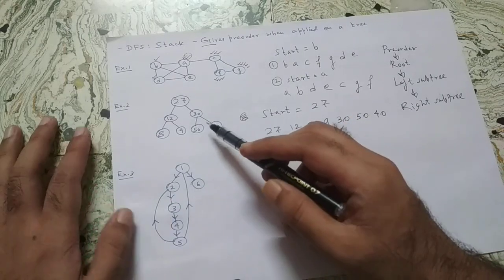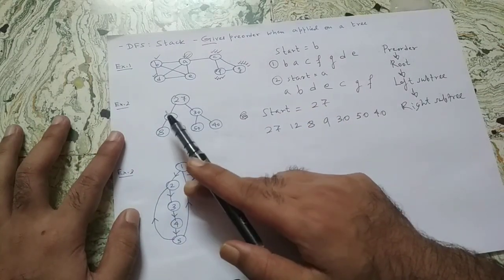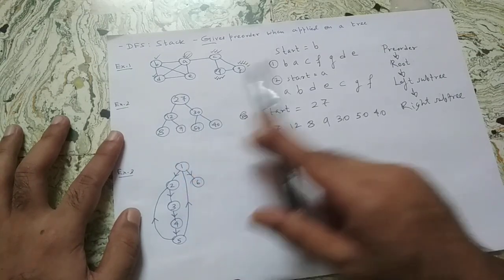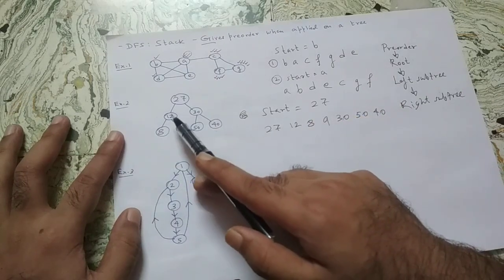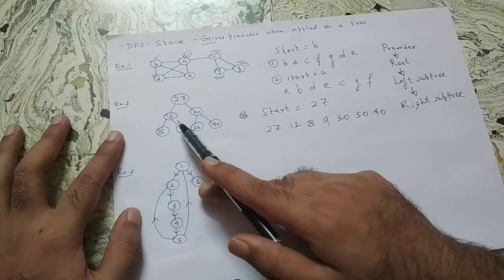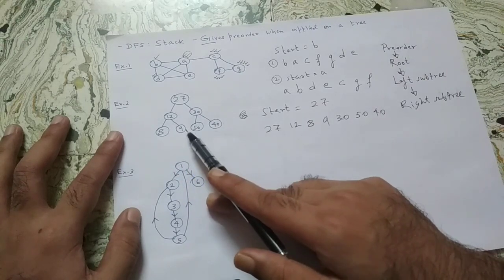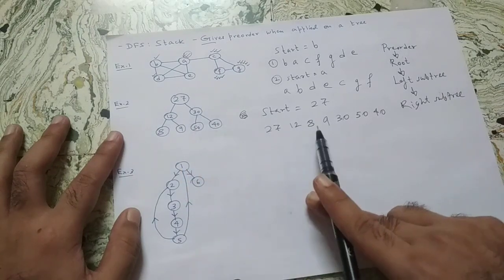What would have been the pre-order? See, start from the root. So that's 27. Root, left. I go to the left subtree. Now I'll explore the left subtree using pre-order. Again, I'll go for the root of this subtree, so that will be 12. So I'll print 12. Now I'll go to the left subtree, which is 8. Then I'll go to the right subtree, which is 9. So I have 27, 12, 8, 9.